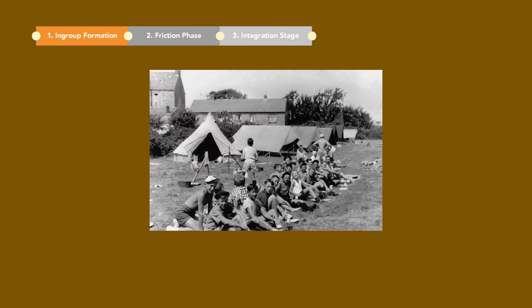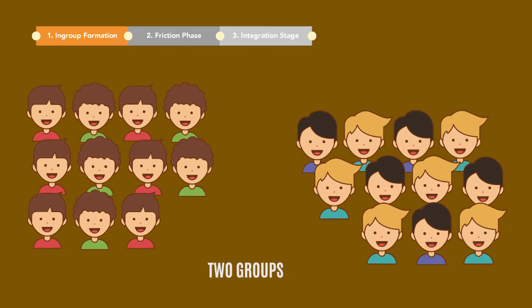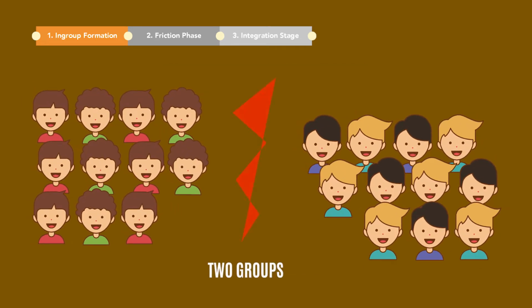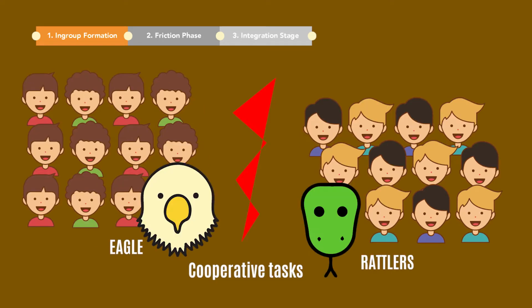The first stage is the in-group formation. The 22 boys, thinking they're participating in a summer camp, were separated into 2 groups without knowing the other group's existence. They were encouraged to bond through cooperative tasks, such as naming their group and developing group hierarchies. Within the group, they began to identify each other as their own in-group members.